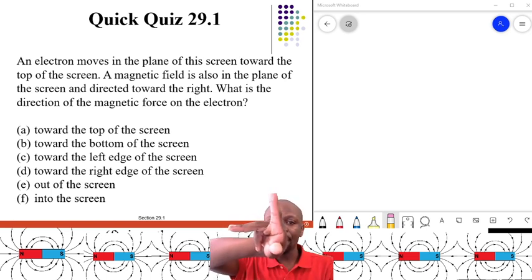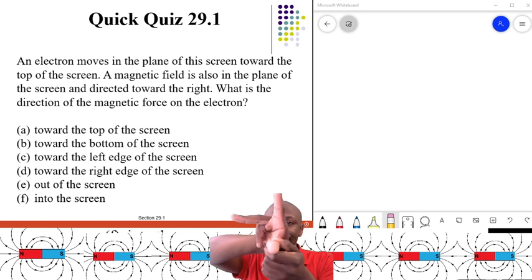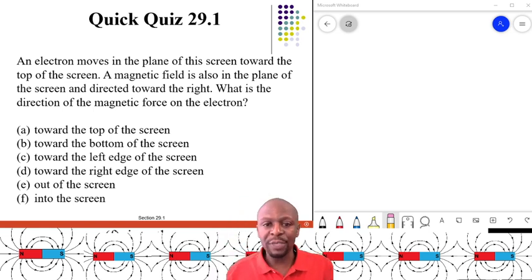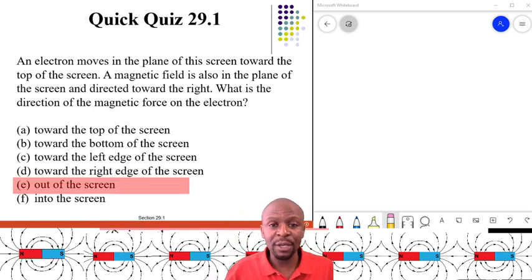Therefore, if it was a proton, the force would be into the screen. But because it is now an electron, the force is going to have the opposite direction to the proton. Therefore, the electron will just be out of the screen. So as a result, the answer for that quick quiz is E, out of the screen, because that is an electron, not a proton.